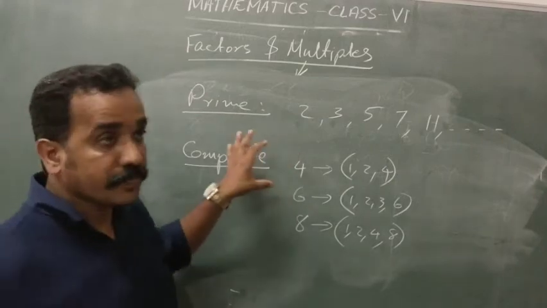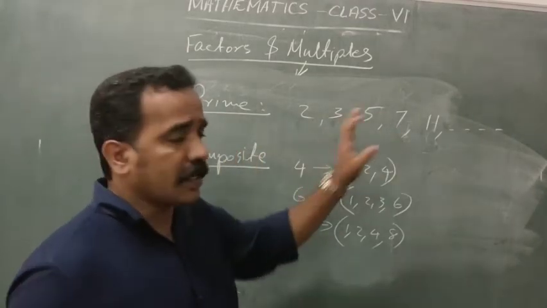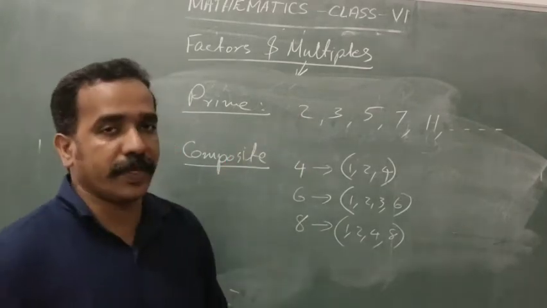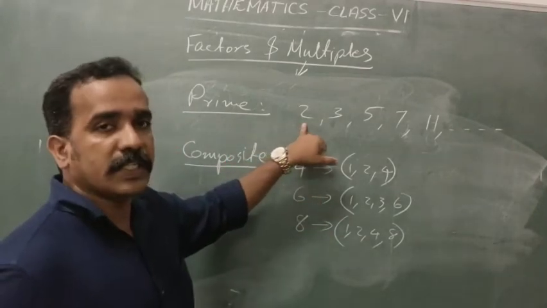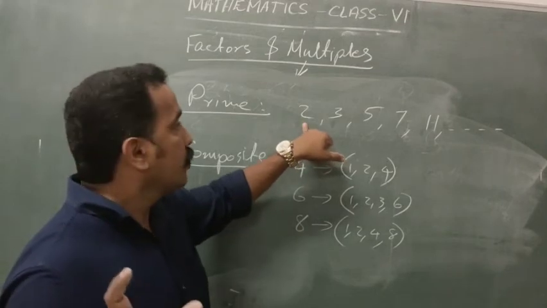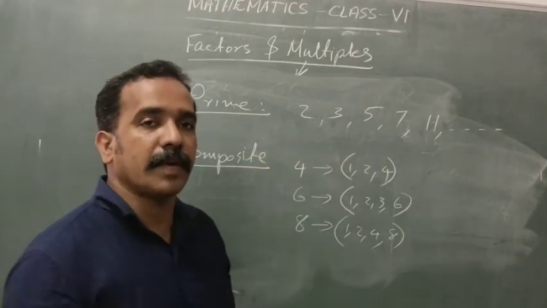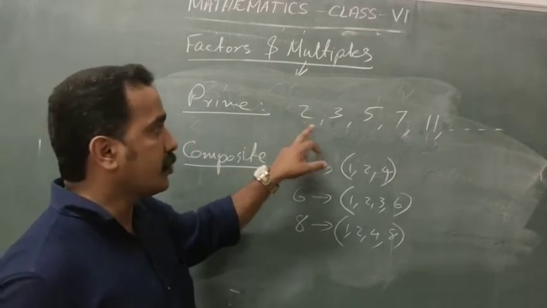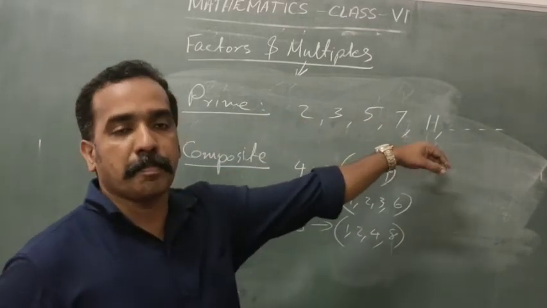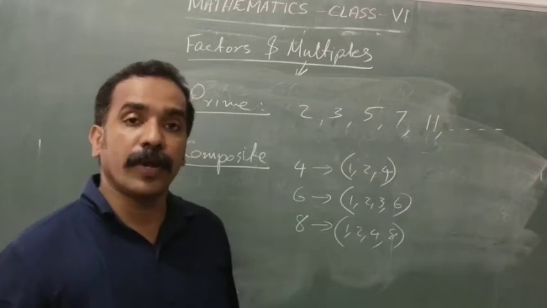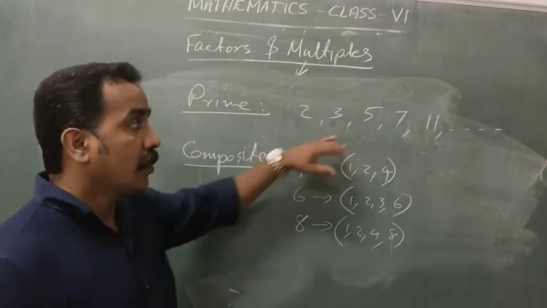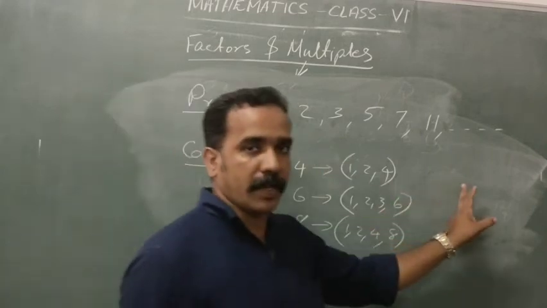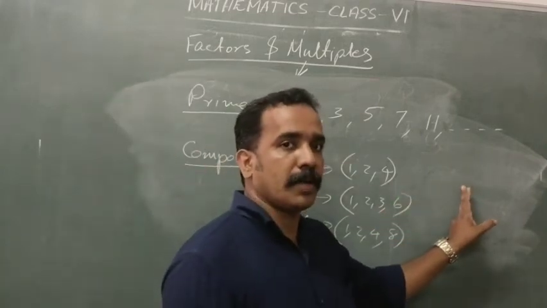And one special characteristic about 2: 2 is a special number, and 2 is the only even number which is prime. All other prime numbers are odd numbers, but all odd numbers are not prime numbers. For example, 9. 9 is an odd number but not prime.